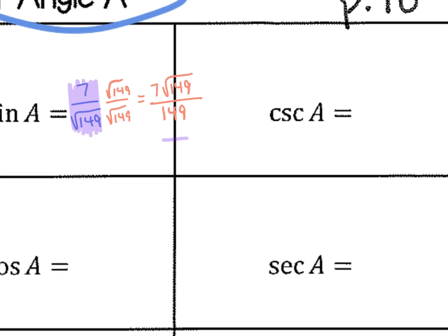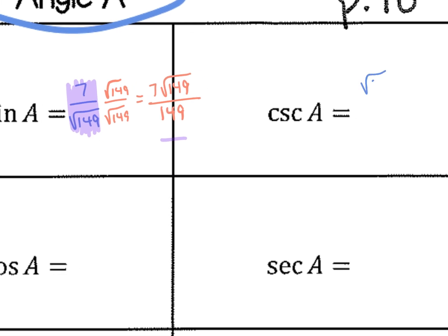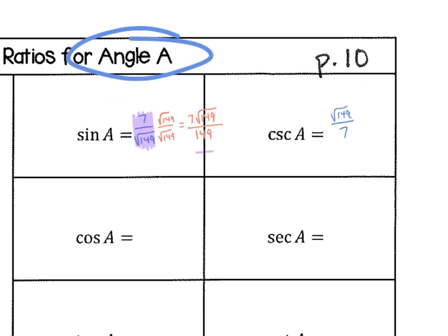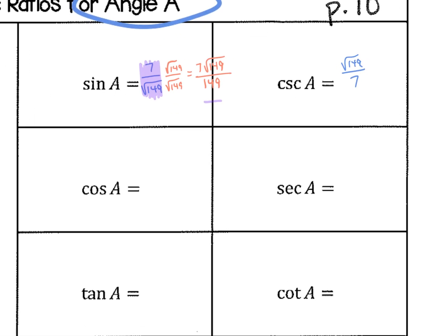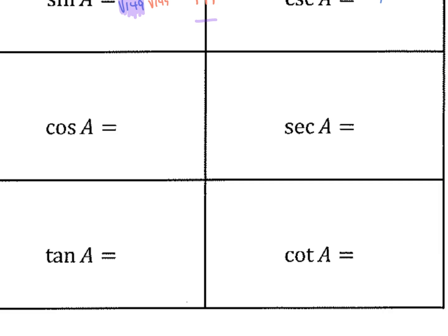So if we flip that, we get that the cosecant of A is the square root of 149 over 7. Do you see that? Okay, what about cosine of A? What do we get for that one? Taylor? It would be 10 over radical 149. Good. 10 over square root of 149. Excellent. And then same thing, we've got to rationalize.